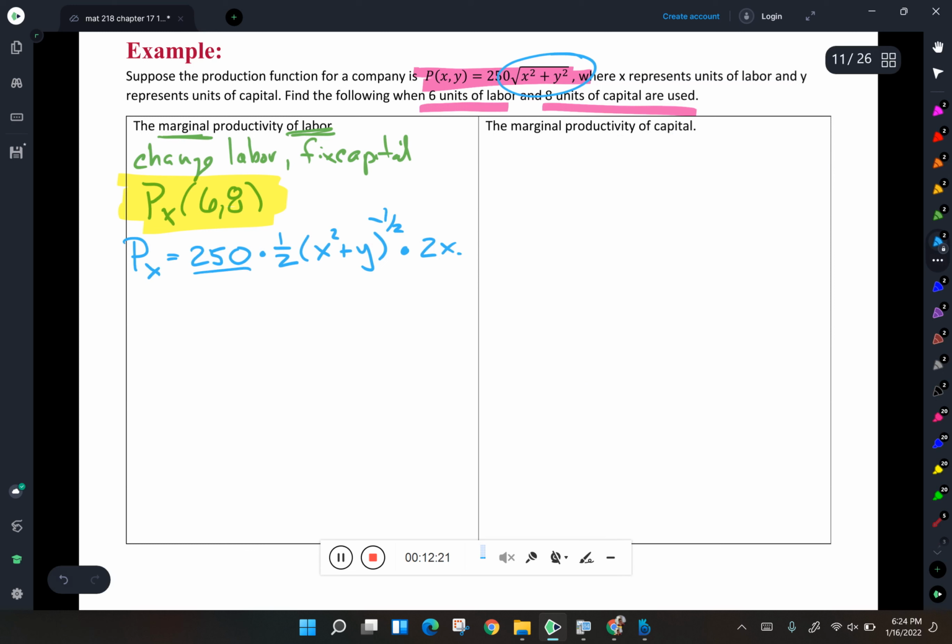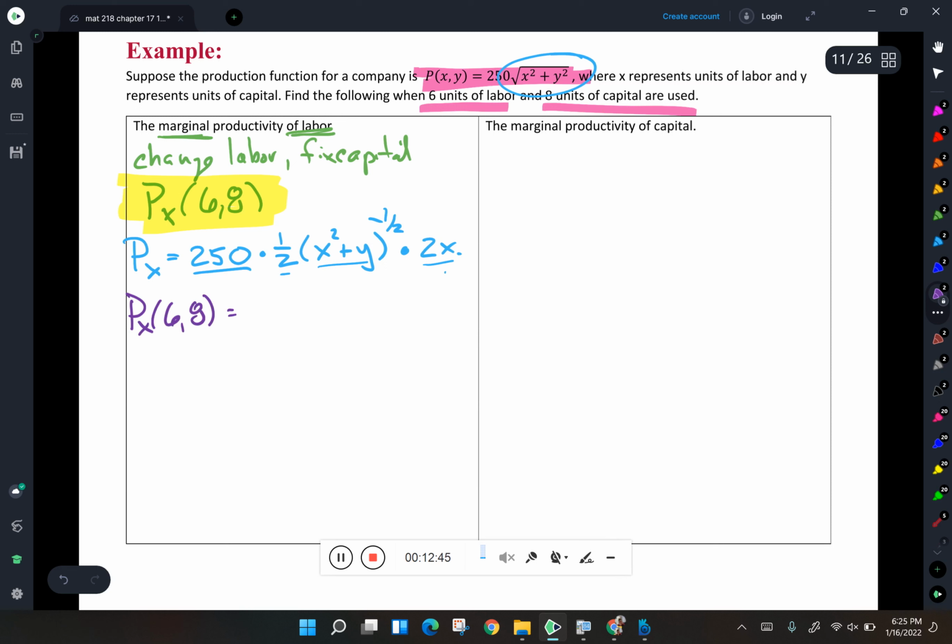Given that that's my rule, let's go back and take a look at where the pieces came from. So the 250 is just the 250. There's the 1/2, that's the u. There's the u prime, the partial derivative here. The 1/2 and the negative 1/2 are kind of from the formula, if you want to think about it that way. Okay. Now at this point, it's just a matter of plugging in 6 and 8 and calling it a day. So P sub x of 6, 8.